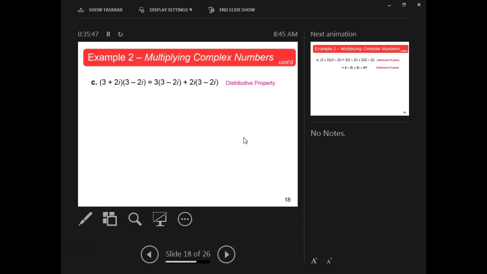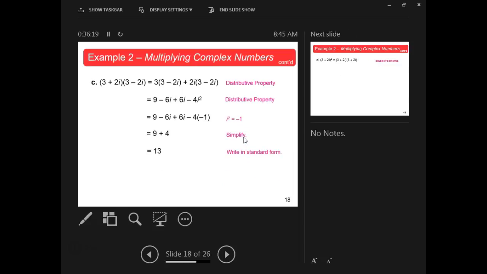This might be a little, oh yes, this one's nice. What's that one? Right? Oh yeah. Okay, actually you're doing, okay, 9 minus 6i plus 6i plus 4. 9 plus 4 is 13, because the i's disappeared. And look at that. 13. All right.